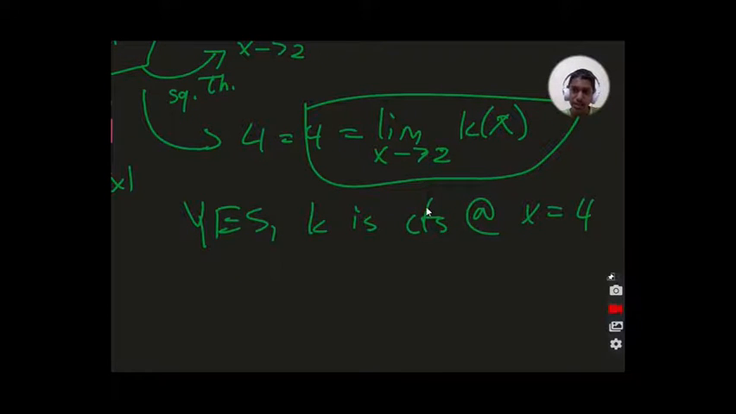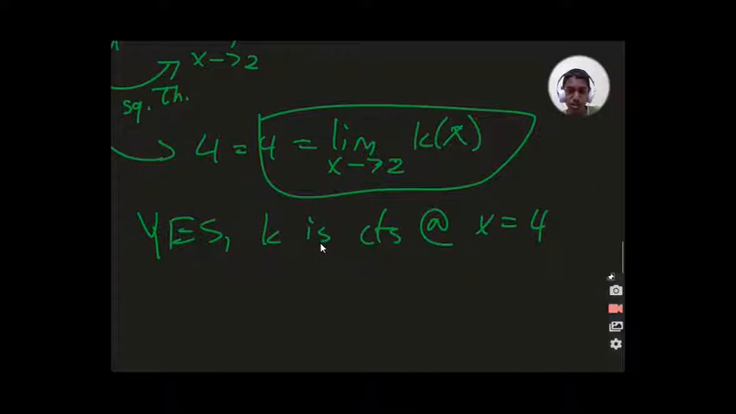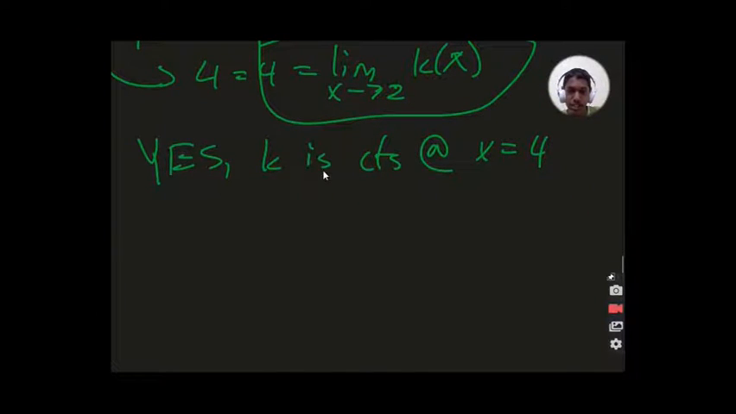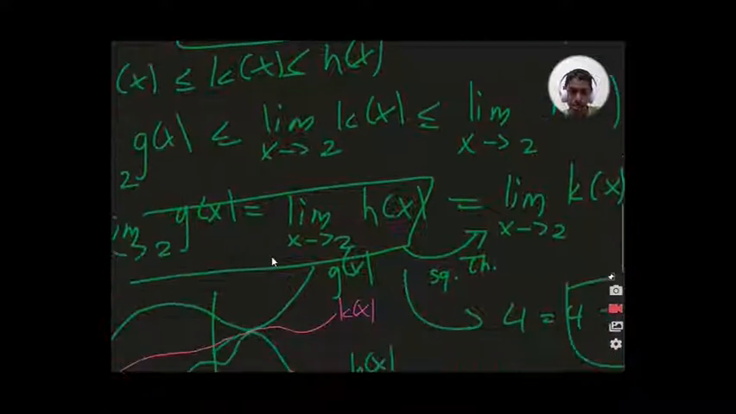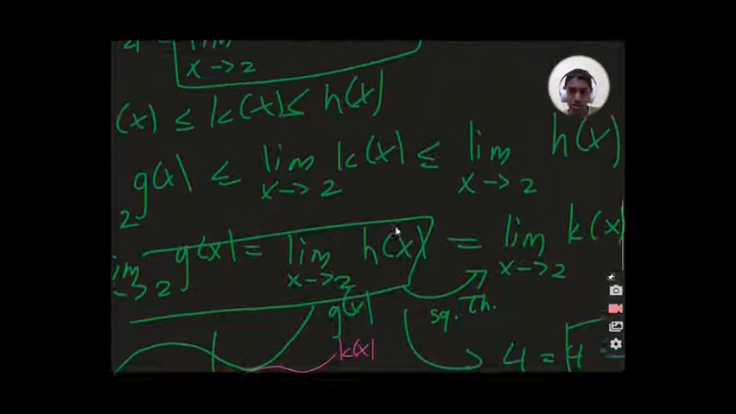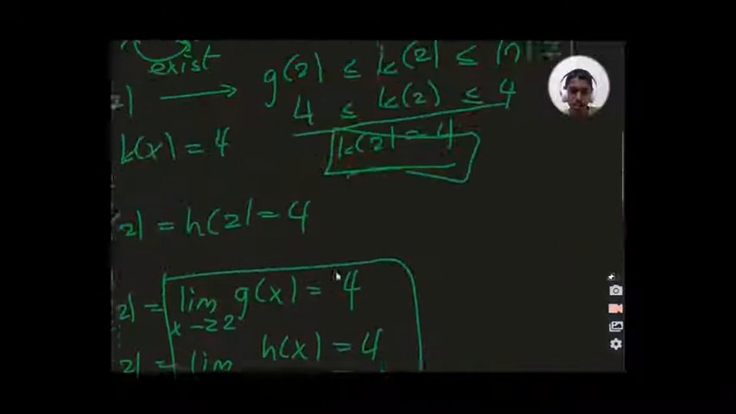By the way, if this is an FRQ and you're actually answering this, don't abbreviate like I'm doing, just so it's clear to the AP graders. So yes, k is continuous at x equals 2 because the limit as x approaches 2 of k of x equals k of 2 equals 4. And we're done. You'd probably get full points as long as you mention the squeeze theorem here and all that.